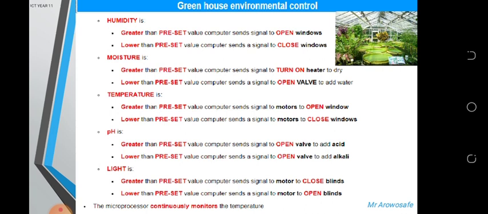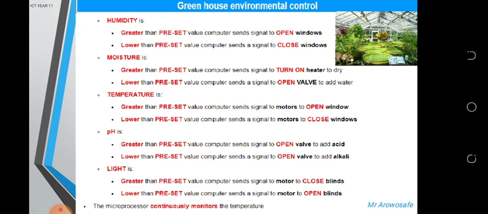Humidity. If humidity is greater than preset value, computer sends signal to open windows. Don't forget that humidity measures the moisture and air temperature. So if humidity here is greater than the preset value, computer sends signal to open windows.